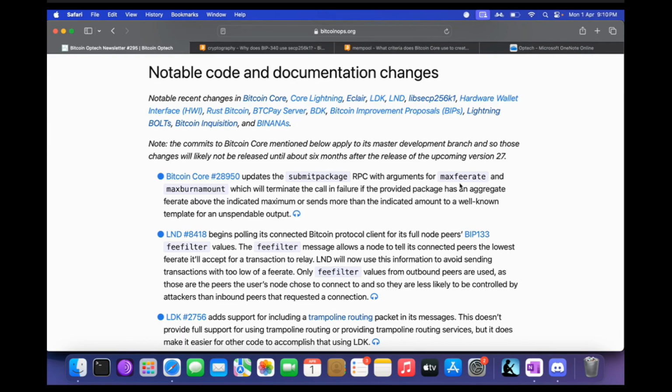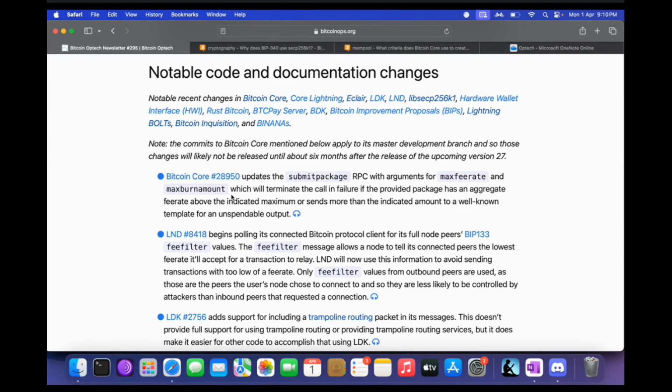So you can stipulate a threshold. If you set a max fee rate, the entire package will not pay a fee rate higher than that fee rate. So you don't end up overspending. This is a sanity check. Max burnout amount checks the amount in the op return.